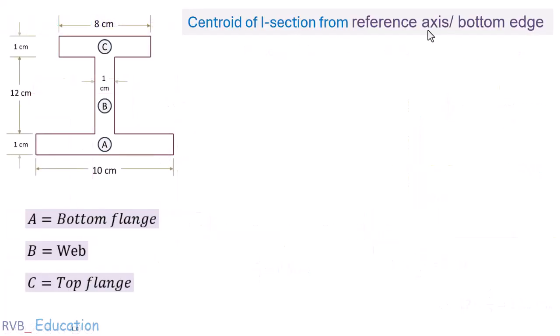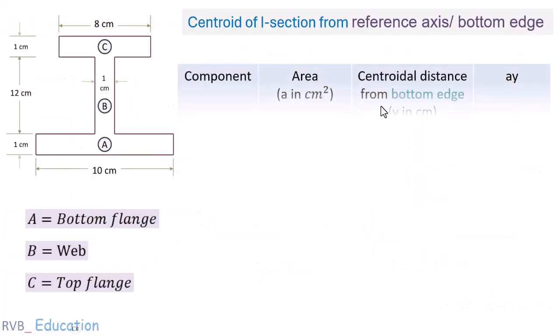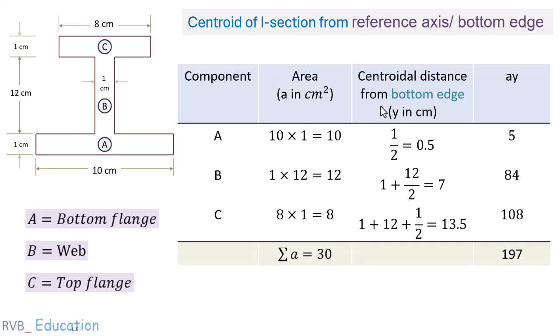centroid of I section from the bottom edge. Here are the steps. These are the components. A represents the bottom flange, B represents the web, and this is the top flange. The second column represents the area of each component, and this is the centroidal distance from the bottom edge, and lastly it includes the product of area and centroidal distance.